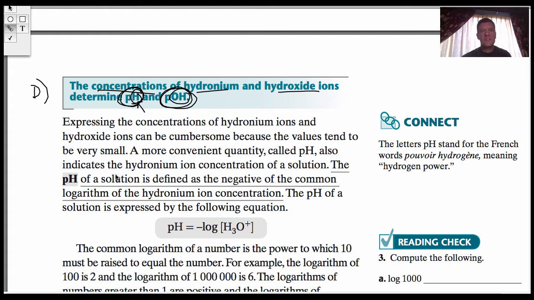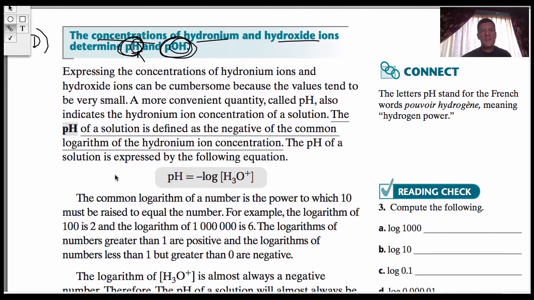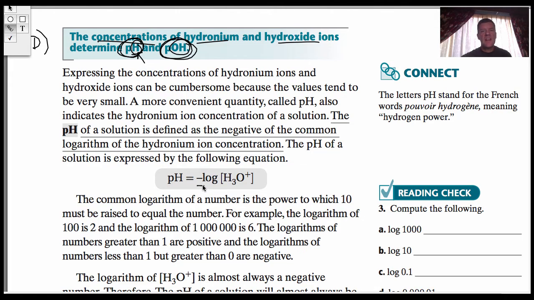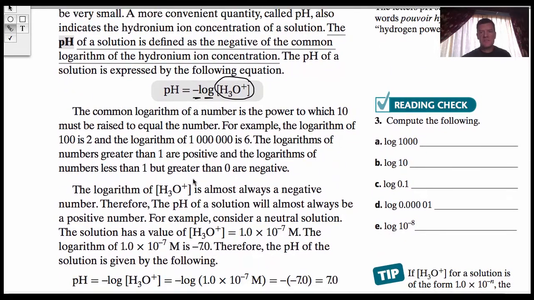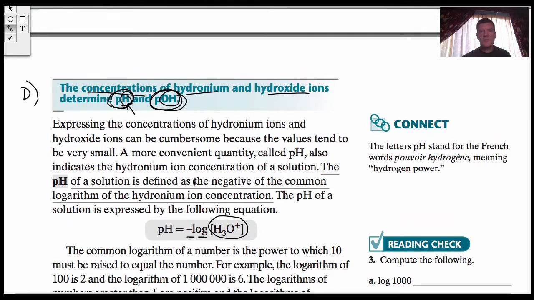Let me show you how we calculate pH. pH is simply taking the negative log of the concentration of the hydronium ions. And you may be thinking, oh man, log. I think I learned that, but I'm not quite sure exactly what log is. Well, let's do a quick review of what log means. All right? Log simply means exponent. That's all it means.